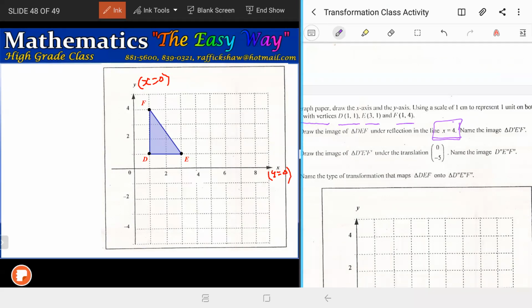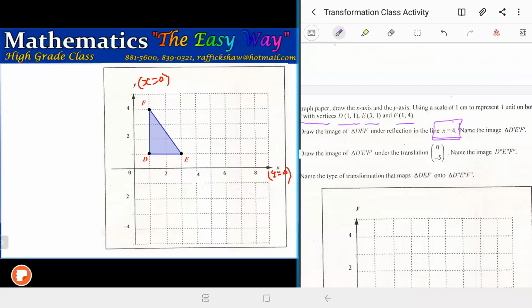So they want us to reflect that triangle in the line x equals 4. So we need to show the line and then do the reflection again, 1 point at a time. Image distance equals object distance. All right, so that's the line x equals 4 right there. Same thing again, 1 point at a time.